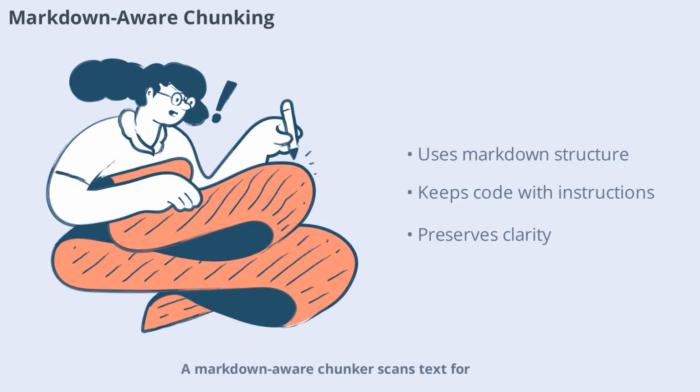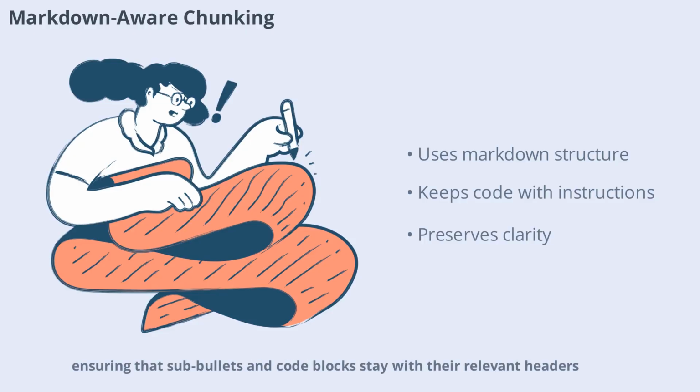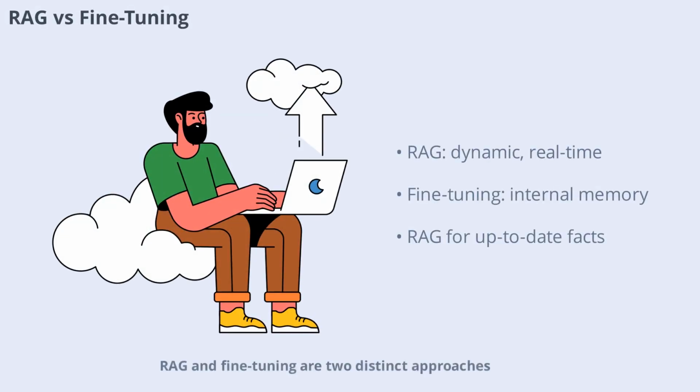A markdown-aware chunker scans text for structural markdown indicators like headers and dividers. Instead of splitting at arbitrary points, it groups content logically by heading hierarchy, ensuring that sub-bullets and code blocks stay with their relevant headers. For example, in a deployment guide, a code block remains attached to the step it explains, preserving instructional clarity.